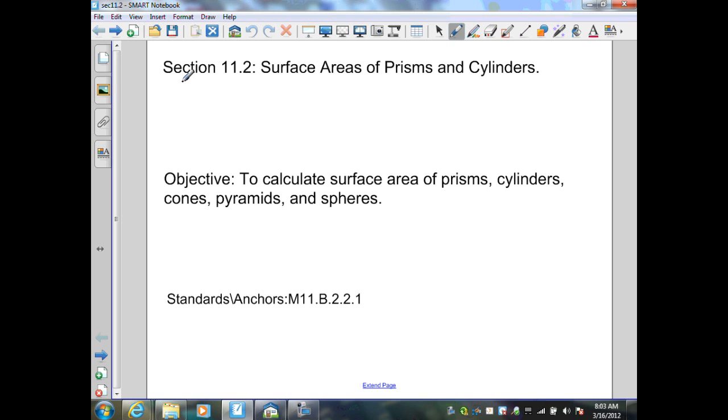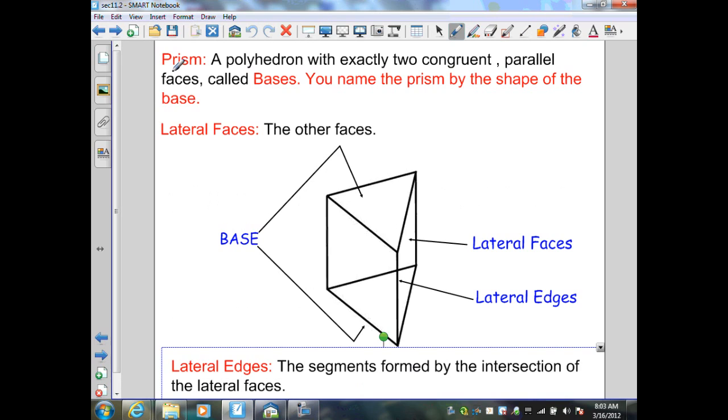Section 11.2, Surface Areas of Prisms and Cylinders. A prism is a polyhedron with exactly two congruent parallel faces. Those two congruent parallel faces are called the bases. You name the prism by the shape of the base.